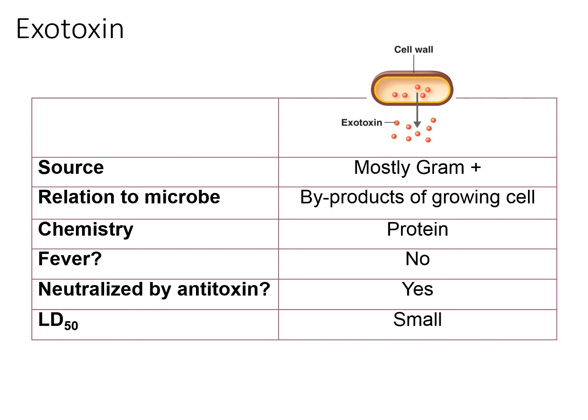Your exotoxins are produced mostly by gram-positive bacteria, but some gram-negatives do produce exotoxins. These exotoxins are proteins, so as proteins, this means they can be denatured, which is how we can make some toxoids. Your exotoxins don't generally cause fever. They can be neutralized by antitoxins. Remember, antitoxins are antibodies to toxins. Okay, and the LD50 for this type of toxin is very small. That means you don't need a lot of this toxin to cause disease or to cause death, really. Remember, botulinum toxin is an example of an exotoxin, and you need only a few nanograms to kill a human being.